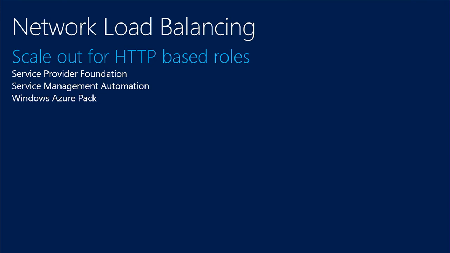Scale-out applies to multiple different types of roles, either by having one or more of those roles and the product itself manages it. So Ops Manager, for example, you have multiple management servers. Operations Manager knows how to deal with that. Others are load balanced based scale-out roles. And so last year we didn't have that capability. That just got added in the last few months. We now have the ability to configure or set load balancing for HTTP-based roles. Service Provider Foundation, Service Management Automation, and the Azure Pack are the 3 examples of how they've used that.